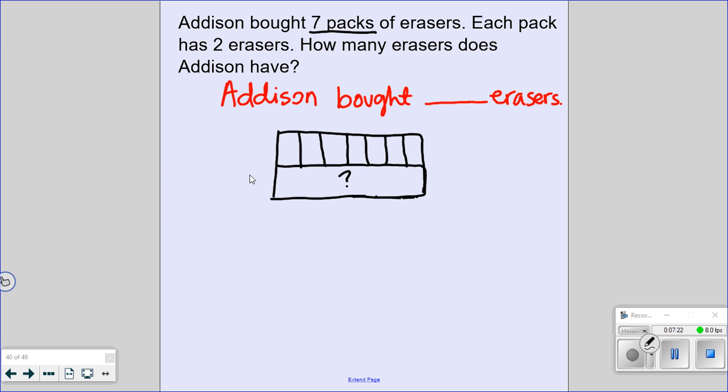So we've got our 7 packs now, Brogan. What's happening with our 7 packs? We got split it up into 7. Now I'm going to put 2 in each. 2.